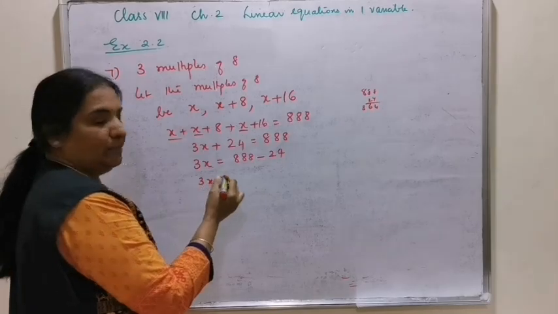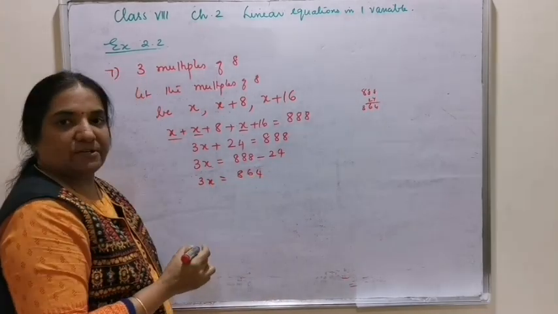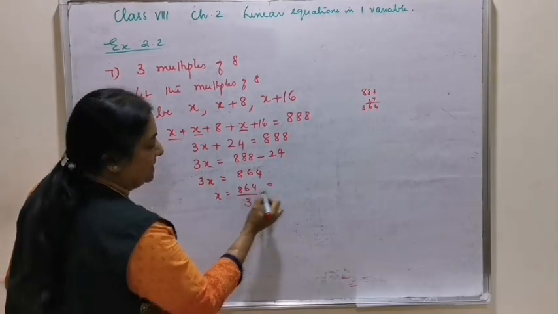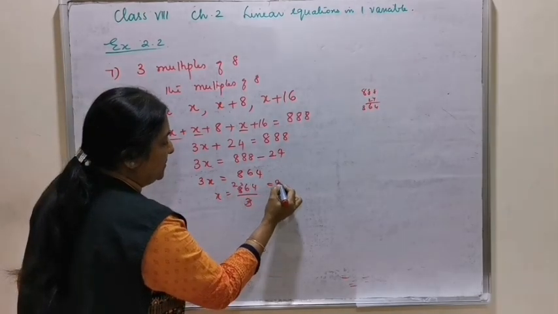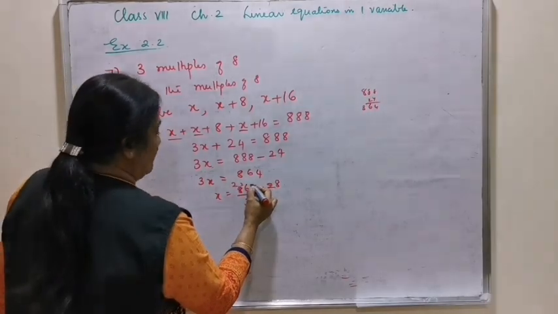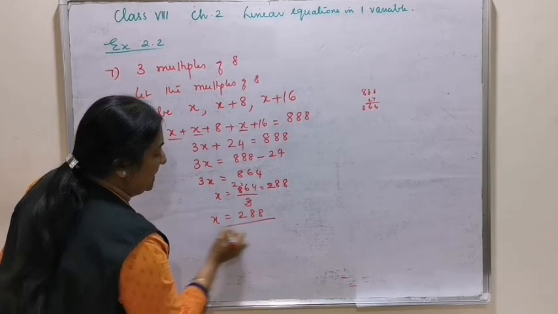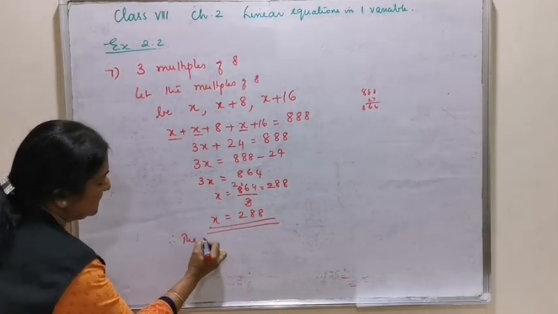3x is equal to 888 minus 24, that is 864. x is equal to 864 by 3. 3 2s are 6, 3 8s are 24, again 288. That means x value is 288.